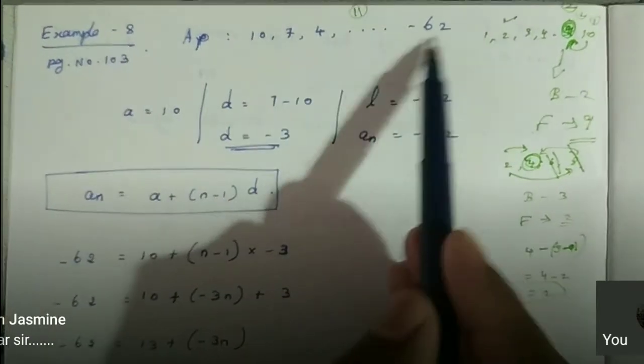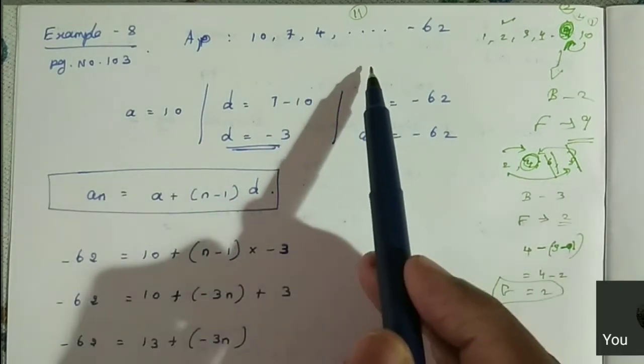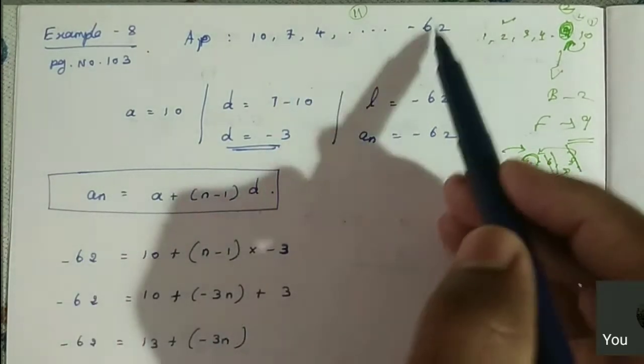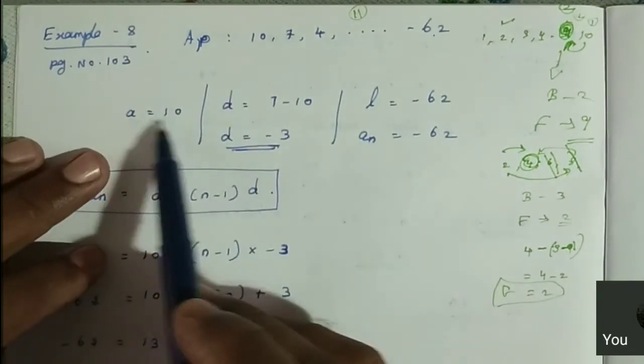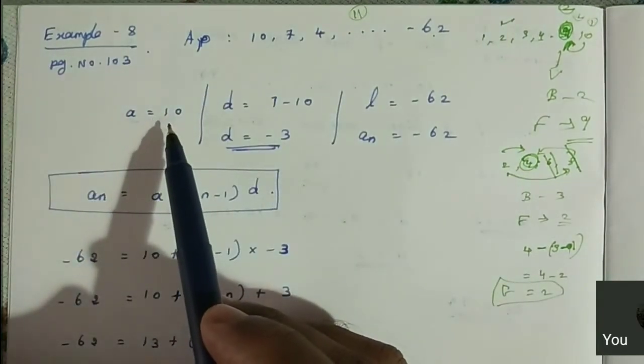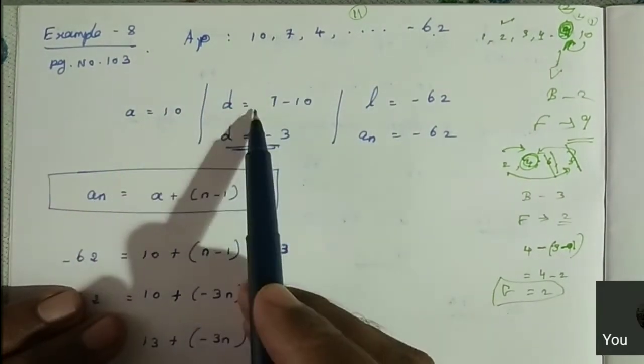How many terms are here? How will you find it? For finding n, we use an. Here a is equal to 10, and they said it is a list of numbers. They didn't say it is an AP, so we can find the d.